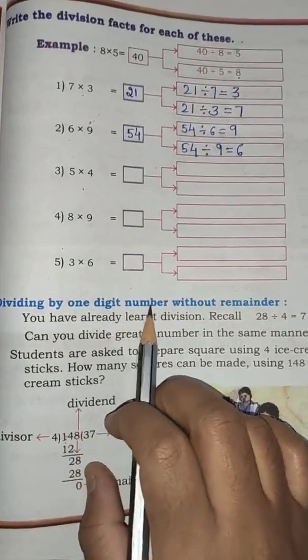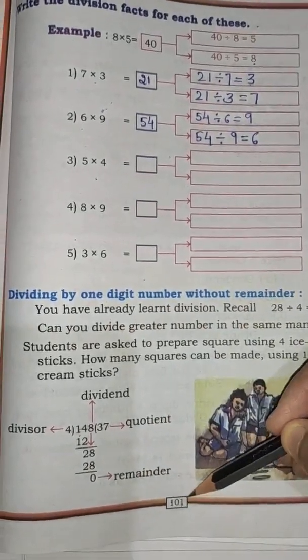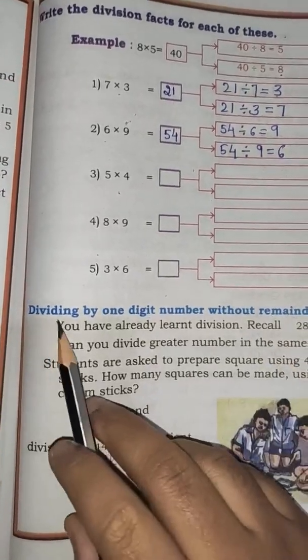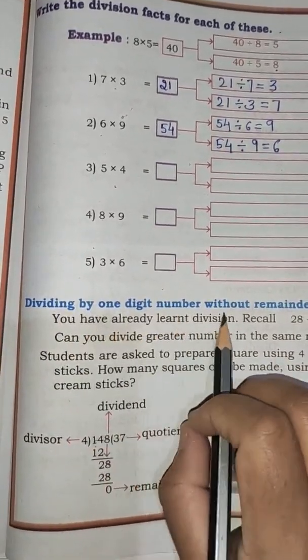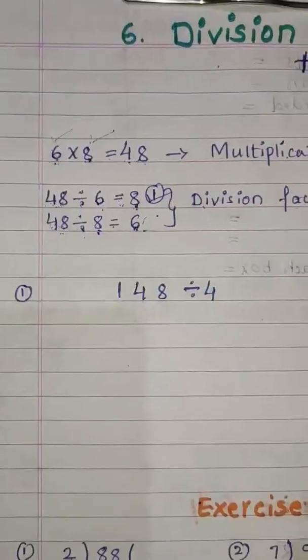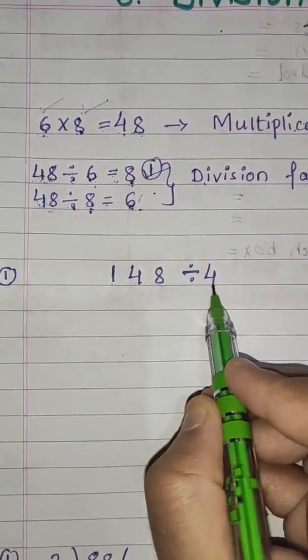dividing by one digit number without remainder. So open page number 101. Okay, so let's take one example to understand what is dividing by one digit number without remainder. Okay children, can you see this example? 148 divided by 4, right?